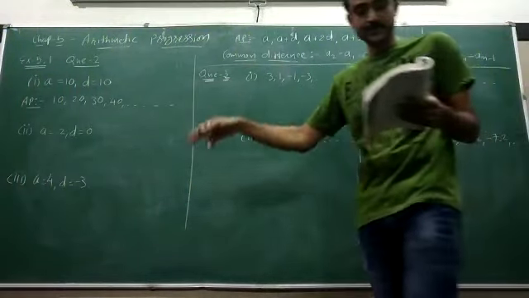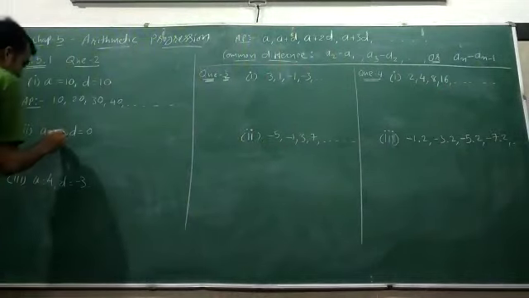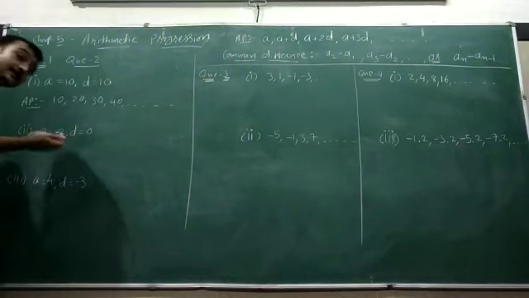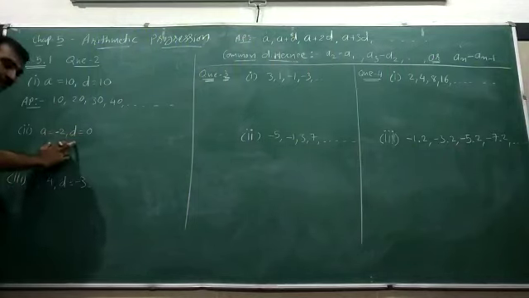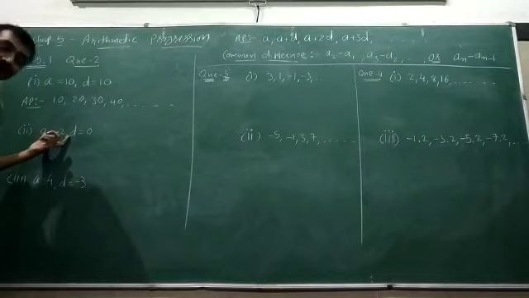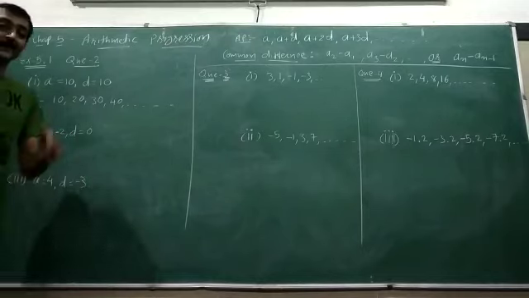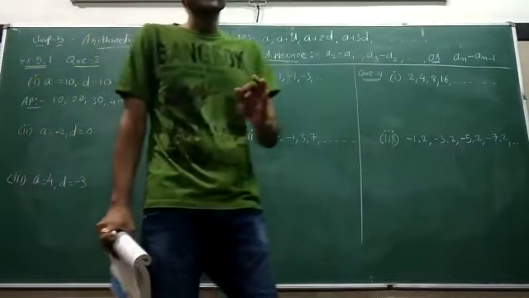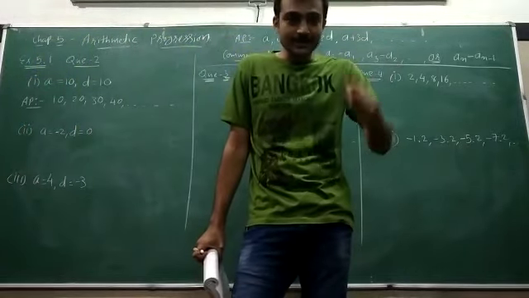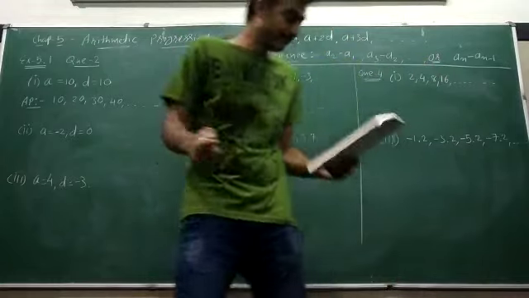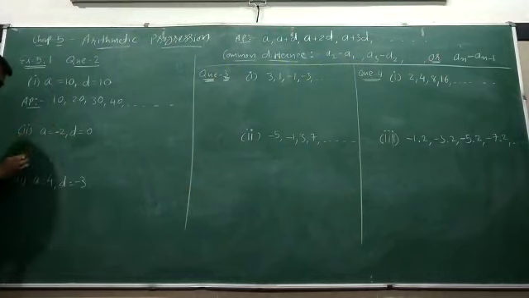Now let's see the next question in the same sum, in which the first term is given as minus 2 and the common difference is 0. So in this question, it's an AP, but the common difference is 0. How is that possible? Yes, it is possible. In an AP, the common difference can be a positive number, a negative number, and 0 also.